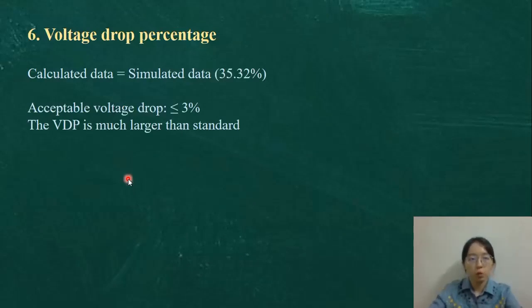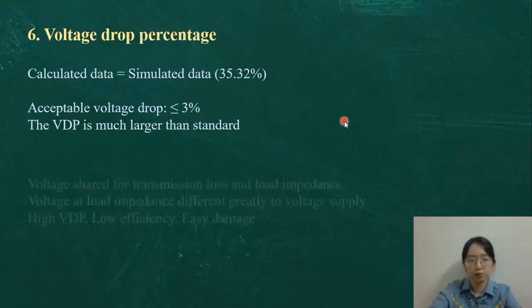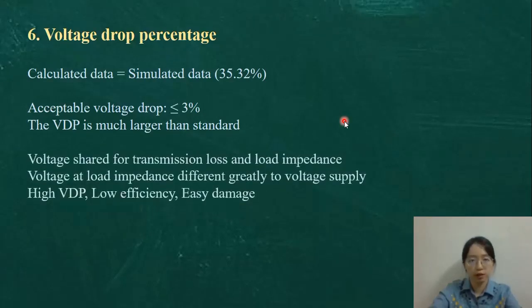Number 6, voltage drop percentage for both data is exactly the same, which is 35.32. And since the acceptable voltage drop is below or equal to 3%, this VDP is much larger than the standard. And this may be caused by the voltage shared between the transmission loss and the load impedance. So the voltage at the load impedance is different greatly from the voltage supply. And these high VDPs cause low efficiency and easily damage the electrical appliance.